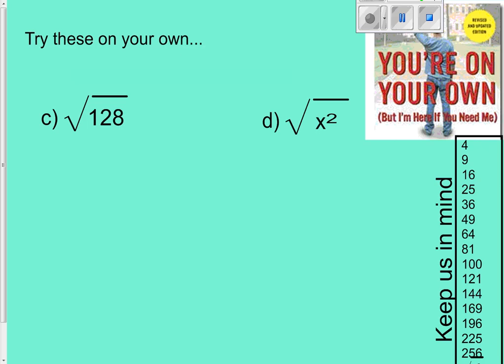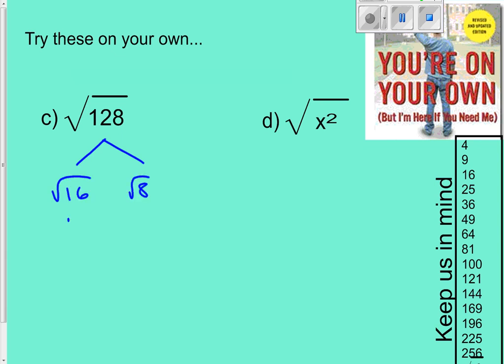So the square root of 128, this one's a little tougher. You have to do a little more thinking. Well, let's see. I know 4 goes into it, but I think there's going to be a bigger one. So maybe 16. I don't think 25 will do it. 36 won't do it. 16 will work. But watch this.